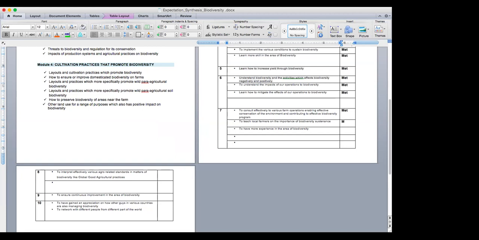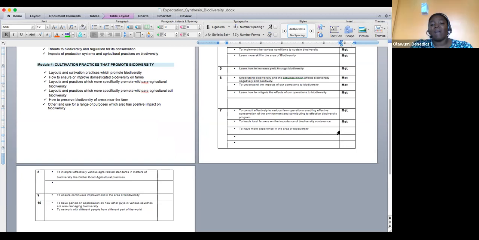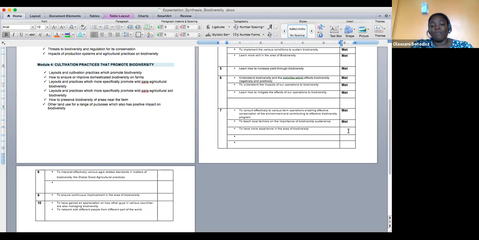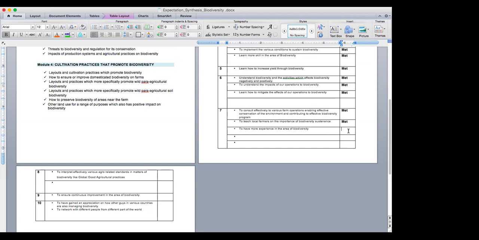Met. Thank you. To have more experience in the area of biodiversity. Was this expectation met? To have more experience in the area of biodiversity. Was this expectation met? Yeah, that was met. Thank you.